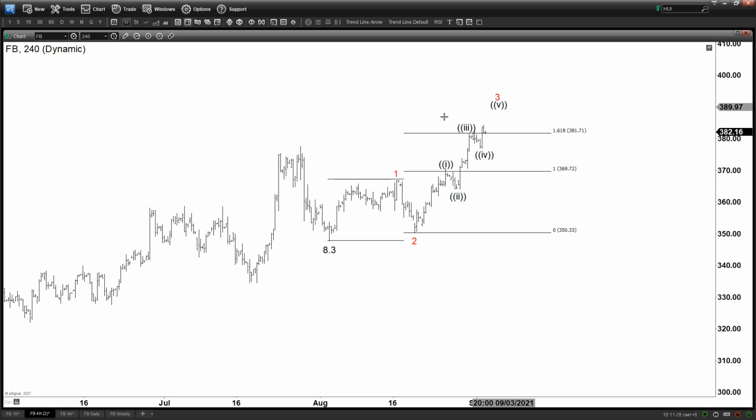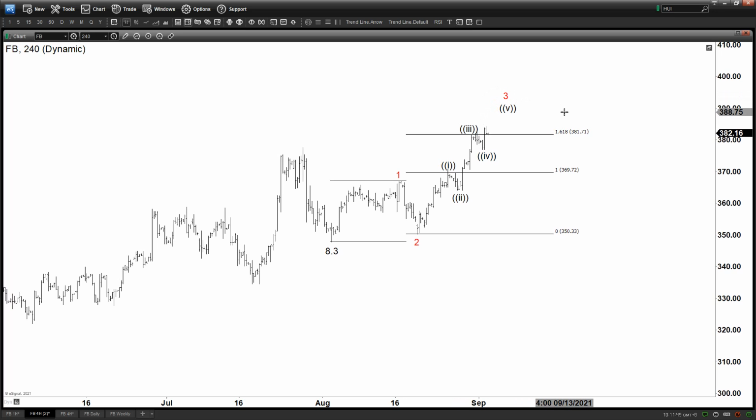An alternate would be that we finished 5 already, and we finished 3, which is possible because we hit the 1.618. But if you compare the length of this to your wave 3 and wave 1, it seems a little too short to finish with 5, and that's why I think it's possible that it can still extend within wave 5.